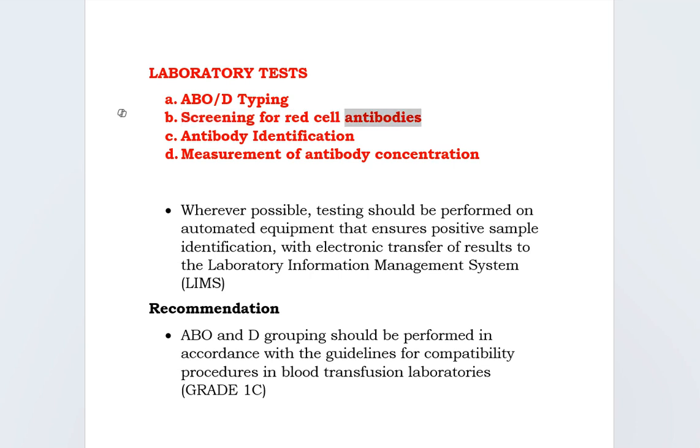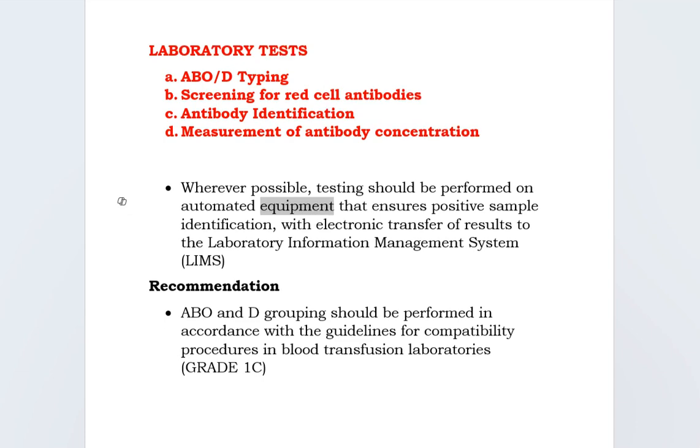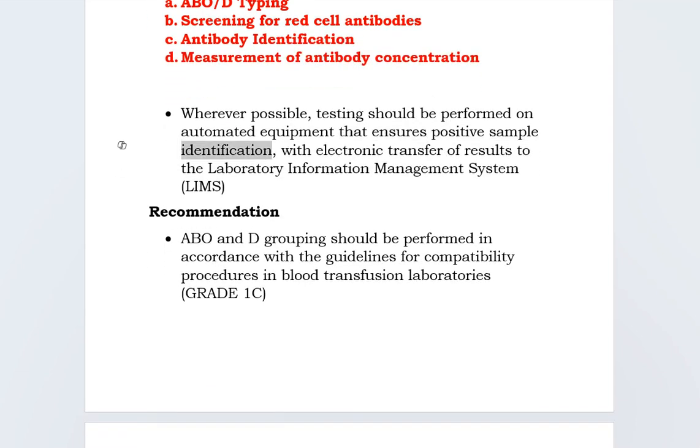Laboratory tests. ABO-D typing. Screening for red cell antibodies. Antibody identification. Measurement of antibody concentration. Wherever possible, testing should be performed on automated equipment that ensures positive sample identification, with electronic transfer of results to the Laboratory Information Management System, LIMS.